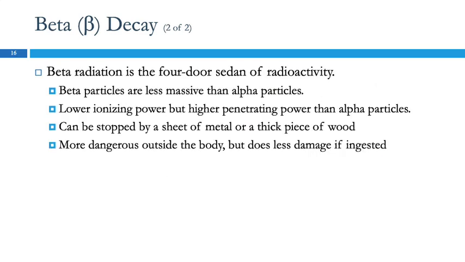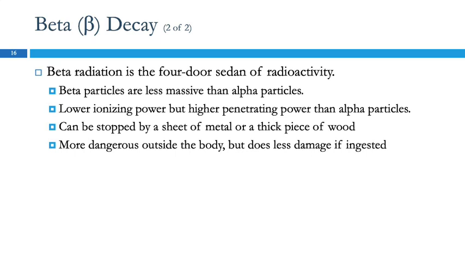So in our traffic analogy, beta radiation would be like a 4-door sedan. Less massive than the alpha particle semi-truck. So the ionizing power, its ability to damage the molecules in an organism, is less because it's smaller, right? But its penetrating power is greater because a 4-door sedan in that traffic jam has a much better chance of negotiating its way through ahead of the semi-truck, right?